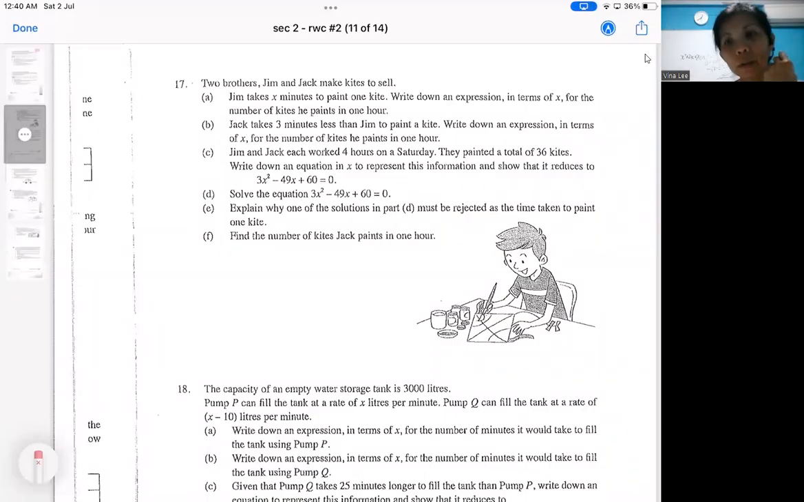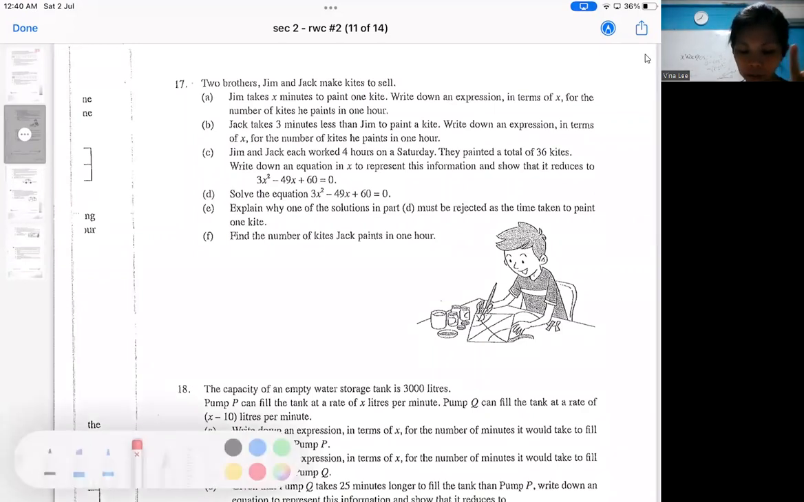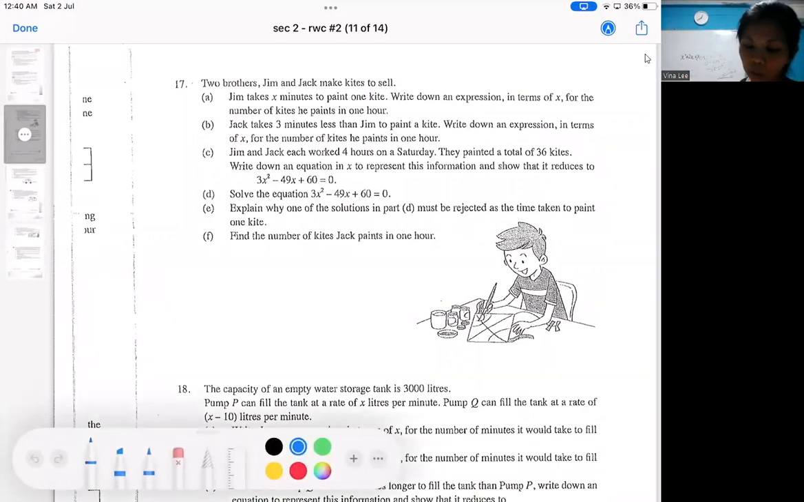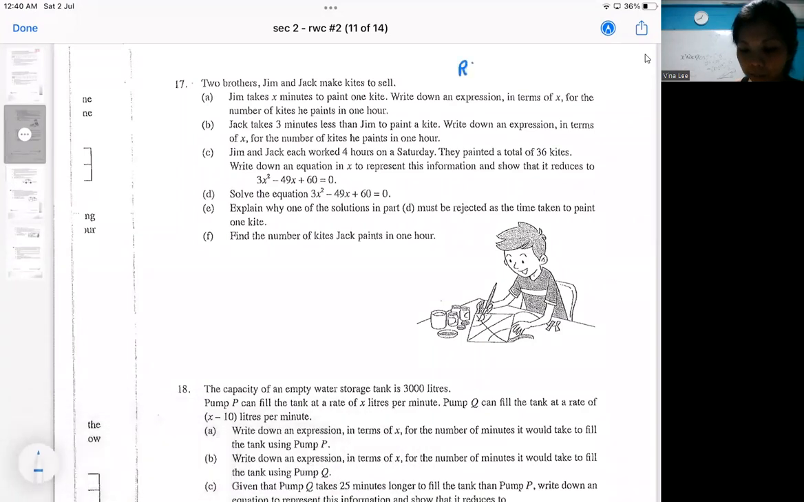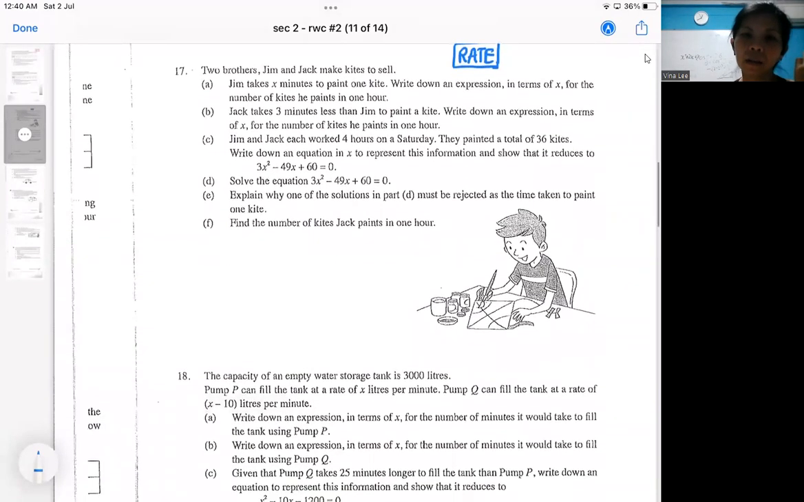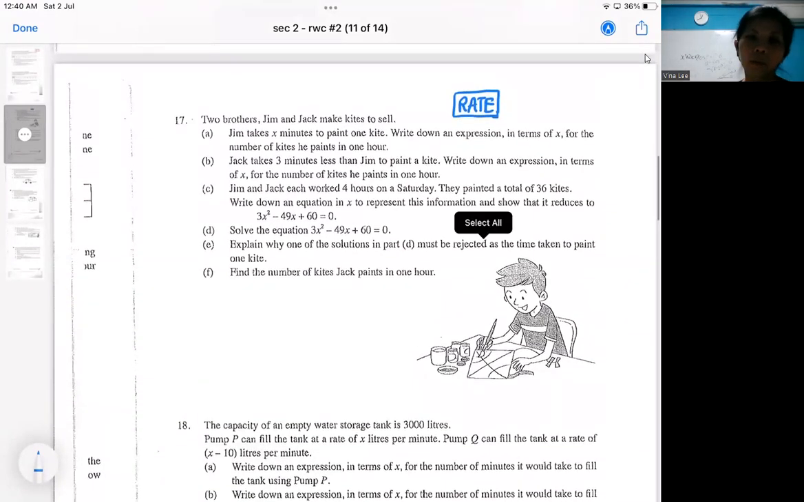I'm going to go through question 17. This is a question on problem solving leading to a quadratic equation. So there's a few categories. This category is under what we call rates. Rates is like how fast, so it's related to time. When a question is under the category of rate, it will be related to time.